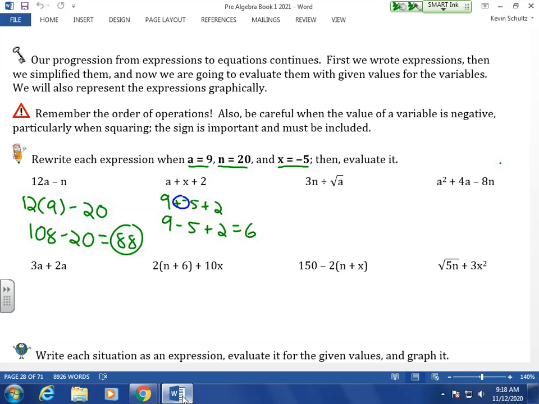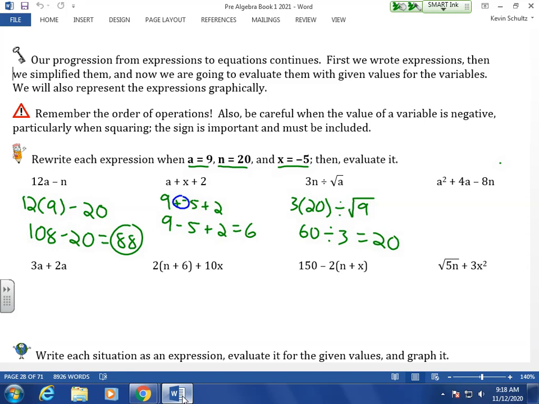The next one, 3 times n divided by the root of a. I think we did this one together yesterday also, but we have 3 times n, which is 20, so 3 times 20, divided by the root of 9. Order of operations, we're going to have to multiply 3 and 20, and then take the root of 9 to get 3, and our final answer is 20. 60 divided by 3 is 20.